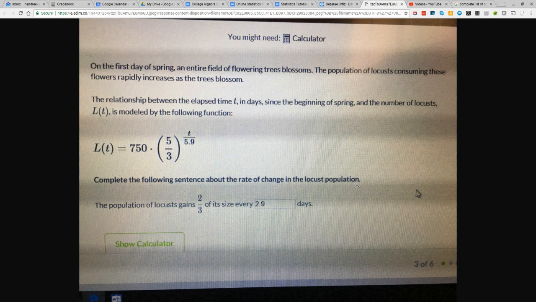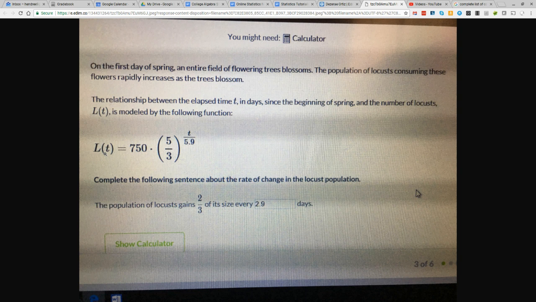Okay, here's an exponential model word problem that got sent to me. We have a model here for the number of locusts, and T represents the number of days since the beginning of spring, right? And L of T is the number of locusts. So if we plug in a number of days since the beginning of the spring, then we can find the number of locusts that there are in an area, right?